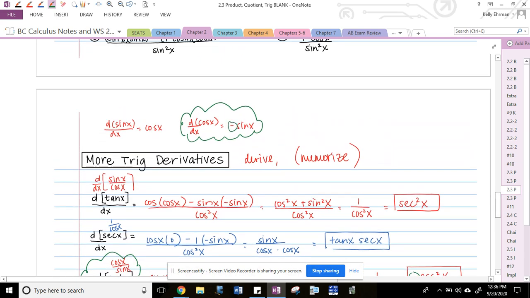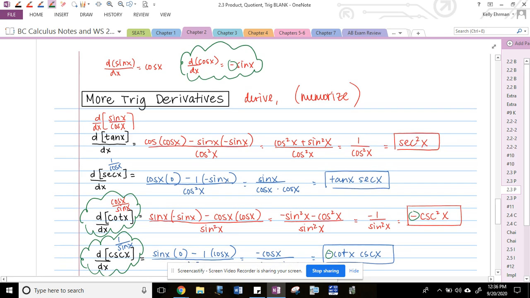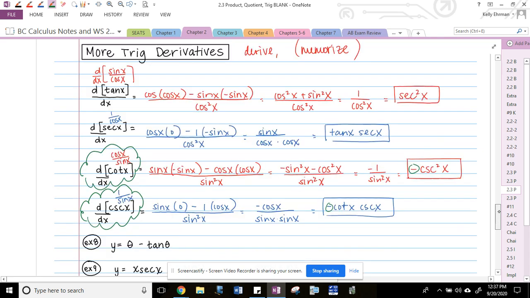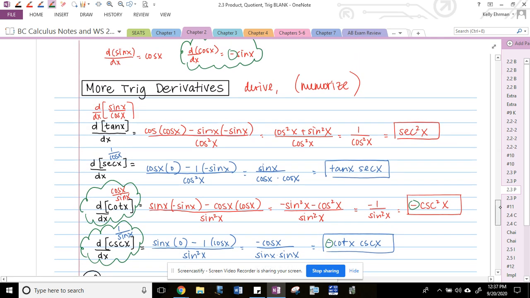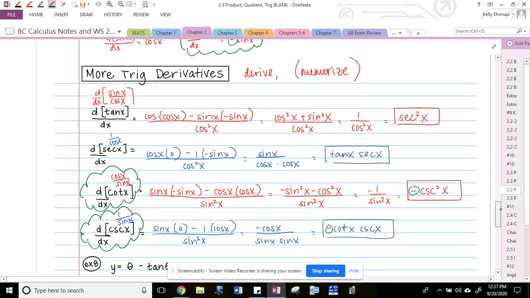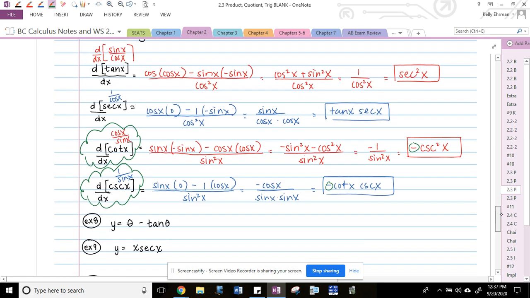So, taking the derivative of any trig function that starts with a c, cosine, cotangent, cosecant, its derivative needs to have a negative symbol in it. So that's a quick way to remember that. The derivative of cosine is negative, derivative of cotangent is negative, derivative of cosecant is negative, and then the other ones are positive. So there are lots of little tricks to remember, but you do just need to memorize all 6 of our trig derivatives.